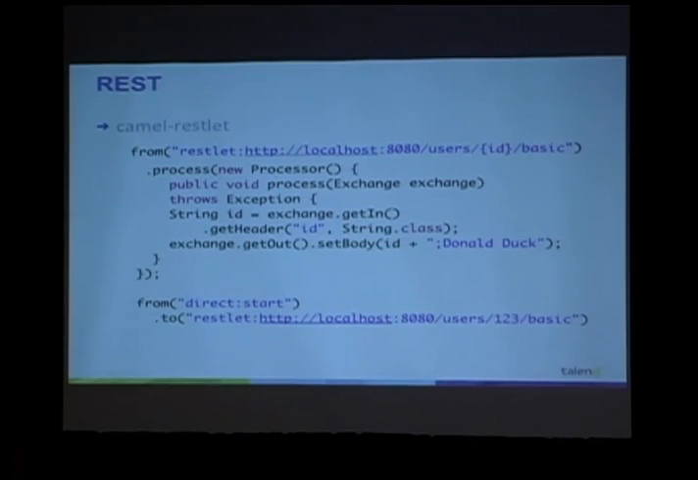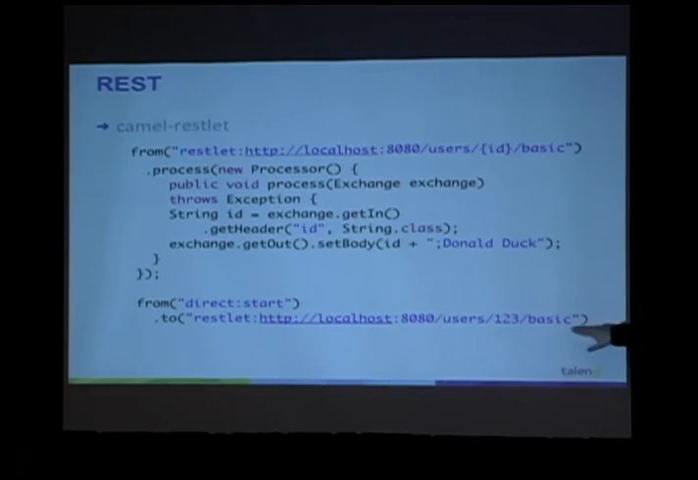The first one is the Camel Restlet. This is an example where you expose a REST-based service on 8080 users ID basic. It starts a route that then goes into this processor. Restlet will look at that URL, notice the brackets, and depending on the URL coming in, find that ID is in that group, and it will create a header in the exchange to represent that, and you can manipulate things that way. So you don't have to do all the URL parsing to figure out where the ID is in there. Restlet does that for you.